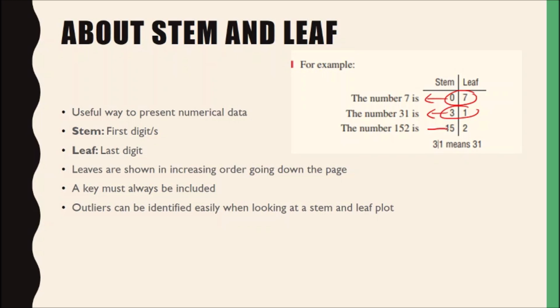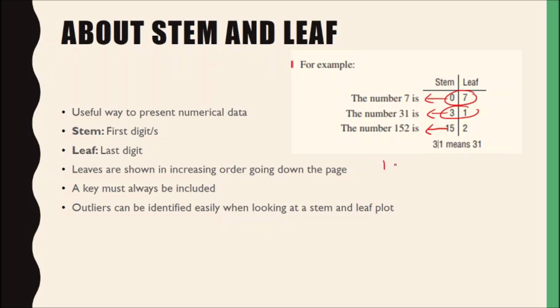Now what you need to understand is that when the number becomes more than 2 digits, every number apart from the last number becomes the stem. So leaf is only the last digit, which I've just written here. Leaf is the last digit and stem is the first digit, or digits plural. The leaves are shown in increasing order going down the page.